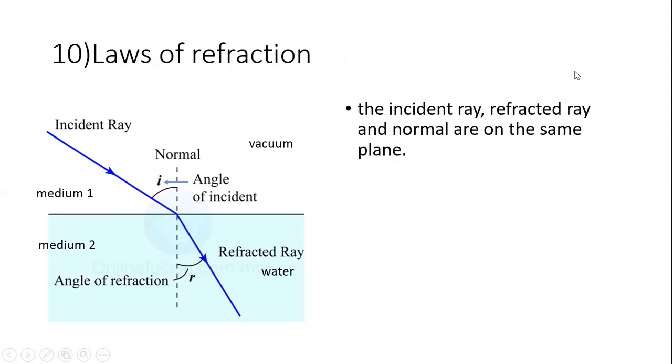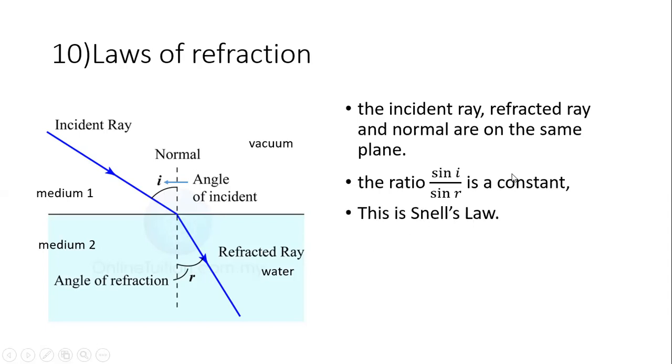Laws of refraction: the incident ray, the refracted ray, and the normal are on the same plane. And then the ratio of sine i over sine r is a constant. This is called Snell's law. The refractive index is sine i over sine r. It's taken from, if this is air or vacuum, and this is the medium, the refractive index of the medium is just sine i over sine r. So it's always greater than 1.